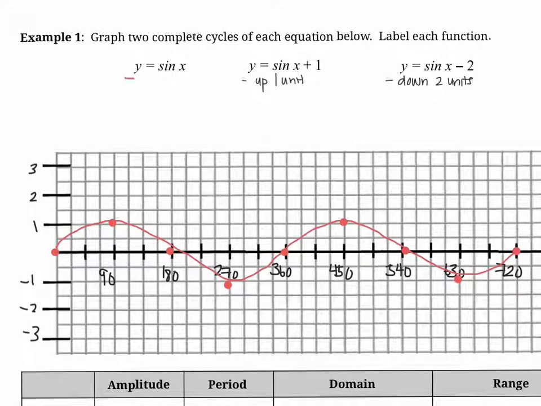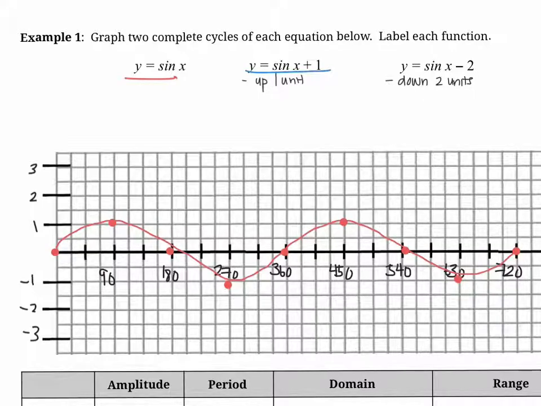So we've got our first graph graphed, y equals sine x. I'm going to label it at the end so that I can put all the labels in one place. The next one I'm going to graph is the one right beside. We're graphing sine x plus 1. We know that's just going to be shifted up 1. So we're going to take every single point on sine x and we're just going to shift it up 1.